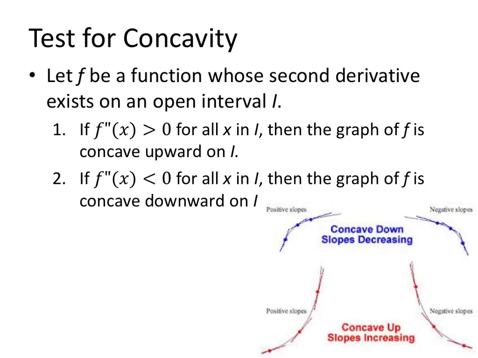Alright, so we're looking at the second derivative, and this is a lot like increasing and decreasing, how the first derivative tells us about the function f. But now the second derivative tells us about the first derivative increasing or decreasing, which then leads to concavity in the original function.